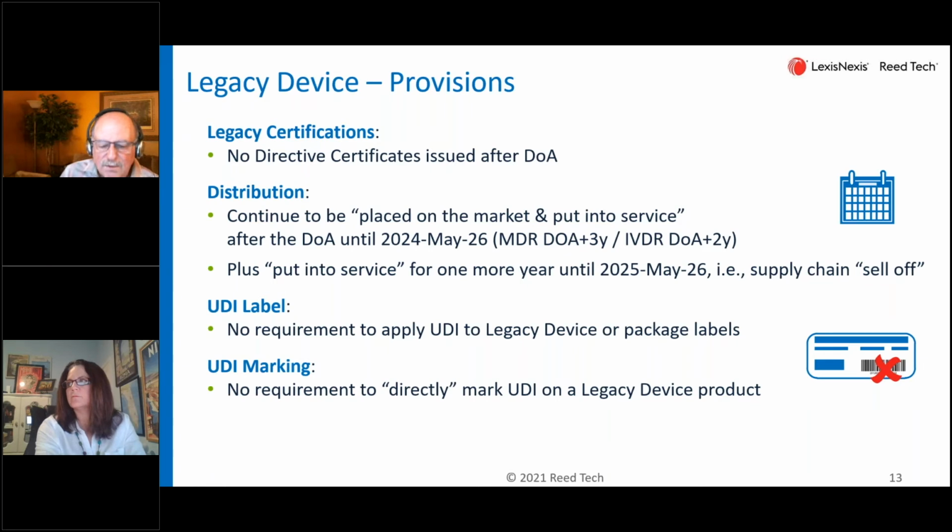Then the last point here related to that is no requirement to apply a direct mark. So directly marking UDI on the legacy products does not have to be done either.